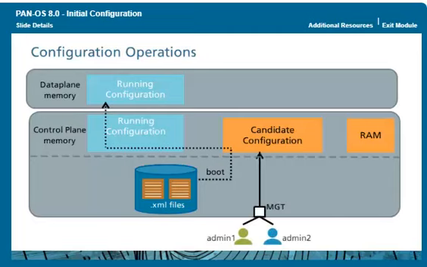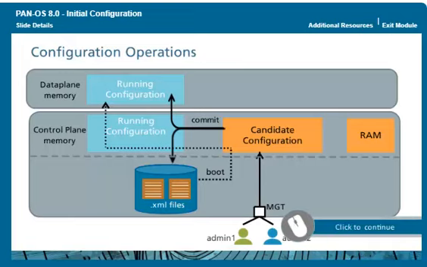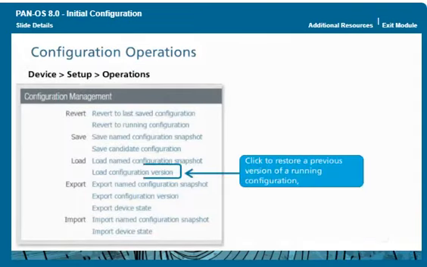Administrators make changes to the candidate configuration. A commit operation writes the changes to the running configuration in control plane and data plane memory. The firewall creates a date and time-stamped version of the running configuration whenever you perform a commit. To restore a previous version of a running configuration, click Load Configuration Version.